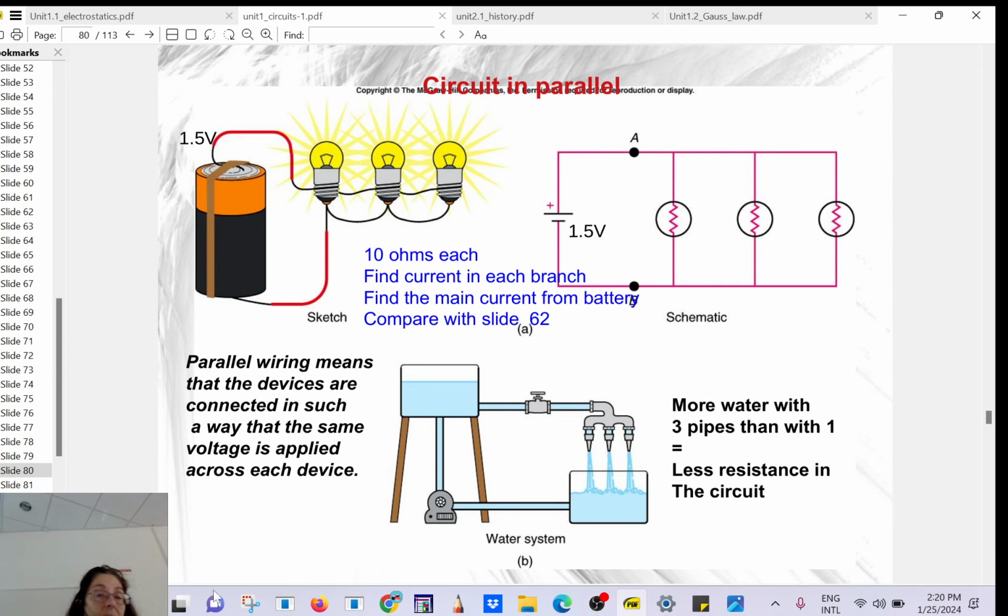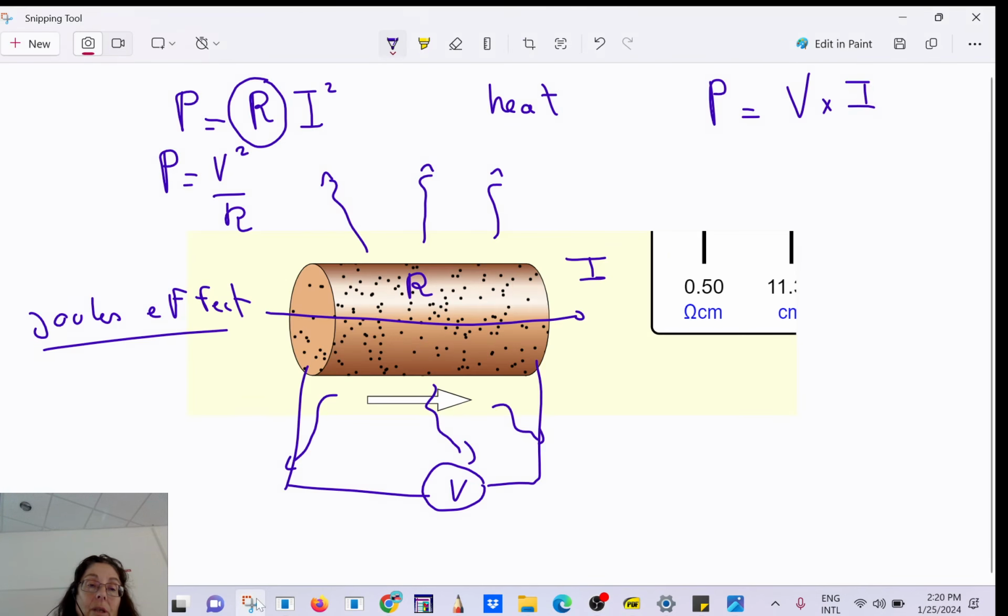Okay, so let's try to solve this one. I have three loads and they are all the same. I have a power supply of 1.5 volts, and I'm gonna find the current drained by the battery, and I will show you.